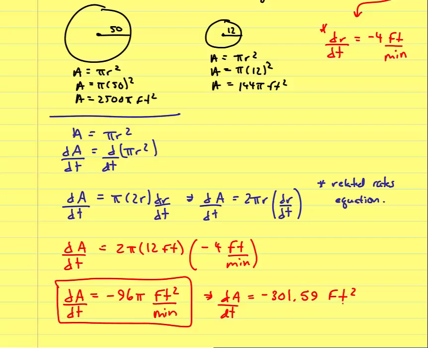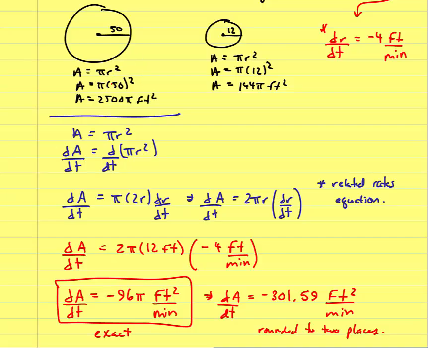So for this one, let's say you were asked to round to the nearest hundredth. So this would be the same answer. This would be an exact answer. This answer would be rounded to 2 places. So just make sure you very clearly read those examples. So this is an example of related rates.